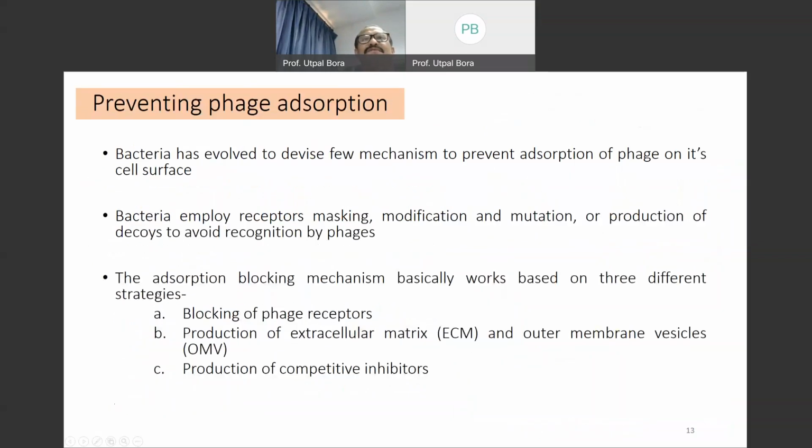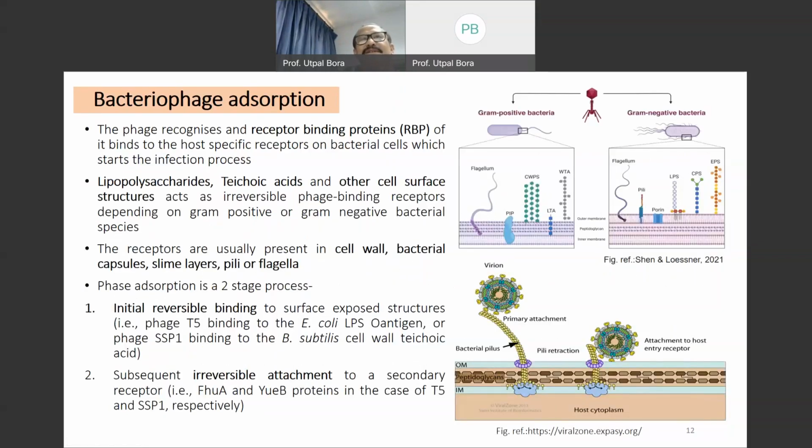So phage adsorption is a two-stage process. The first step is the initial reversible binding to surface exposed structures. Subsequently, irreversible attachment to a secondary receptor. Okay, so these are the first two stages.